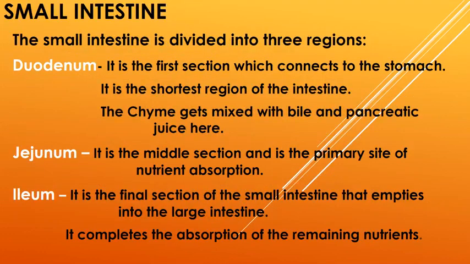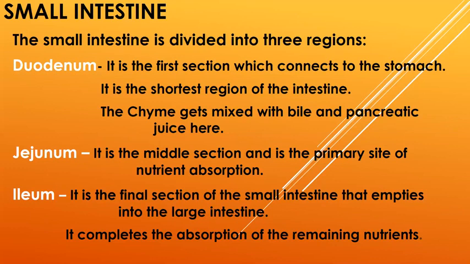Let's discuss the small intestine. The small intestine is divided into three regions: duodenum, jejunum, and ileum. What is duodenum? It is the first section of the small intestine which connects to the stomach. It is the shortest region of the intestine. The chyme gets mixed with bile and pancreatic juice here.